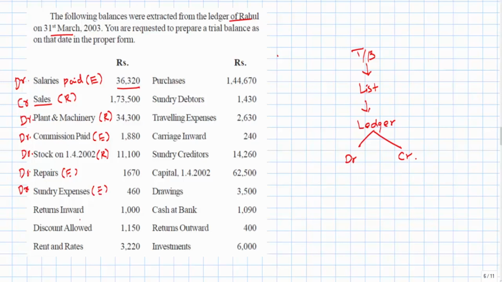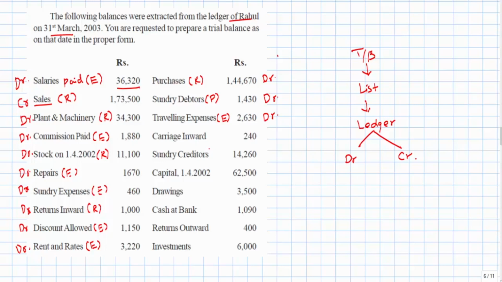Repairs is an expense, it will have debit balance. Sundry expense is an expense, so it will have debit balance. Return inward is nothing but sales return, so debit what comes in, so you should debit this, debit balance. Then discount allowed is an expense, it will have debit balance. Rents and rates are expenses, they will have debit balances. Purchases is a real account item, and purchased goods come in, so it will have debit balance. Sundry debtors is an asset and it's a personal account, right? So they have received the benefit, debit the receiver of benefit, so debit balance. Traveling expenses will have debit balance.